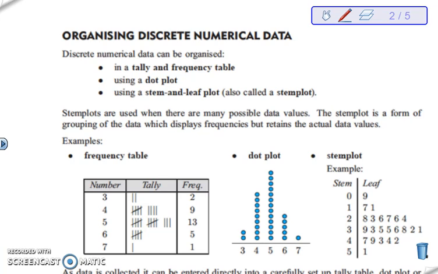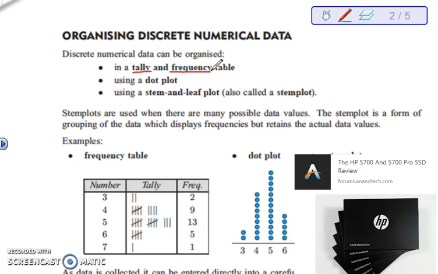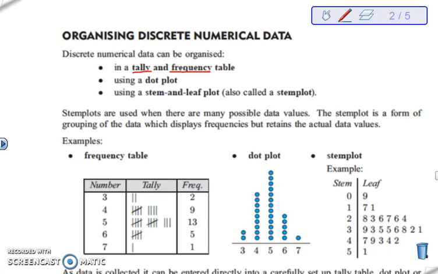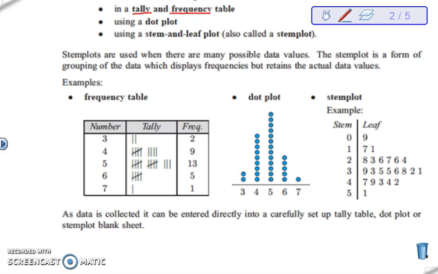So the next thing we're going to look at is different ways of organizing our information. So a tally or a frequency table, right? That's where we're just sort of counting up and writing down the number of each that show up. For ways of doing that, the most common that you'll see are usually dot plots and stem plots, which is also called stem and leaf.